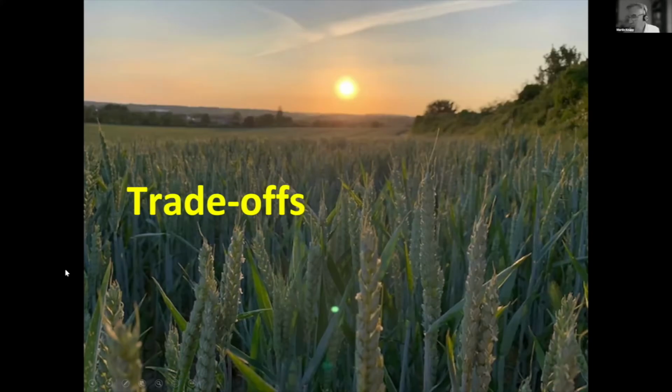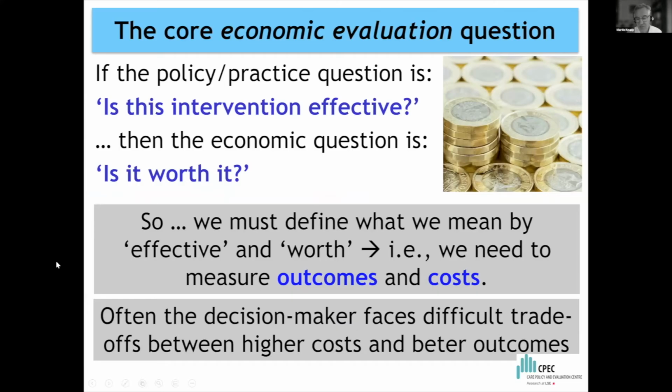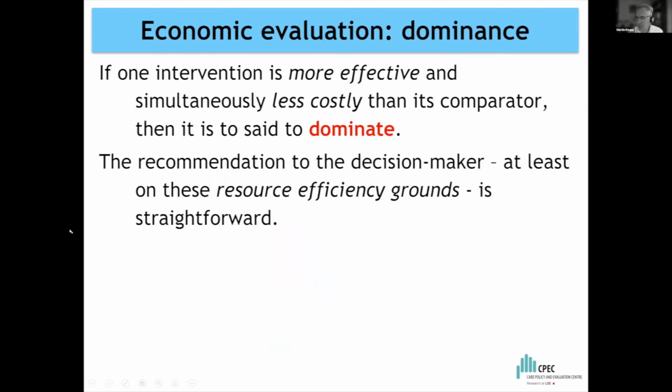Let me then move quickly to trade-offs, and then we can get to some examples. So the trade-offs thing, this is a slide I showed you before. What we're trying to do now is to bring together the outcomes and the costs. And I can now, in a minute, tell you my two-word answer to that question, the "is it worth it" question.